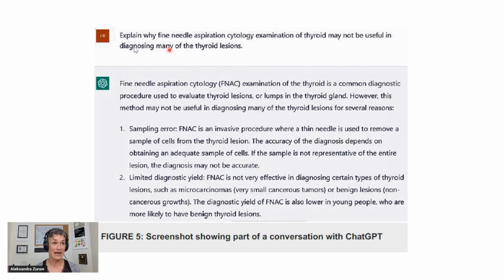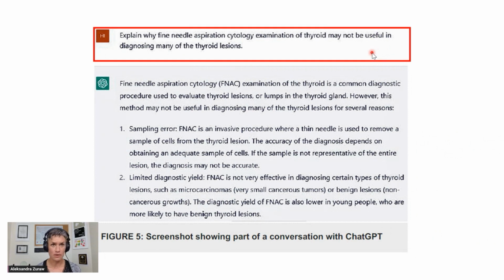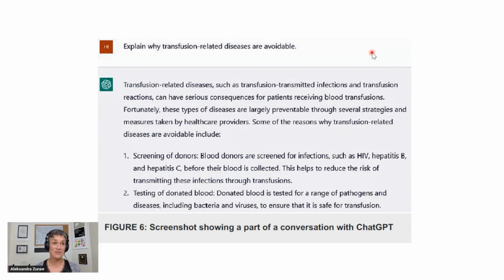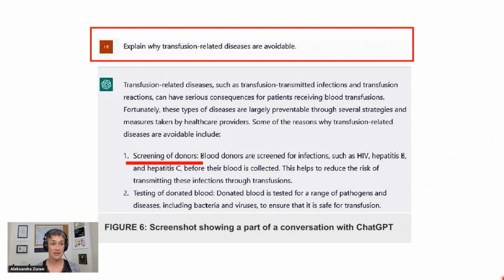And so I was like, okay, what are higher order questions? What did you ask this ChatGPT? So for example, they would ask, explain why fine needle aspiration cytology examination of thyroid may not be useful in diagnosing many of the thyroid lesions. And I can confirm that one. It's not that useful, because I had thyroid cancer, and I don't know how many fine needle biopsies they did before they said, oh, it's not diagnostic, but at least like 3 or 4. Anyway, and ChatGPT says, oh, sampling error or limited diagnostic yield. So that's fantastic, right? What else did they ask the chat? Explain why transfusion-related diseases are avoidable. And chat says screening of donors and testing of donated blood. So it can answer those questions pretty nicely.